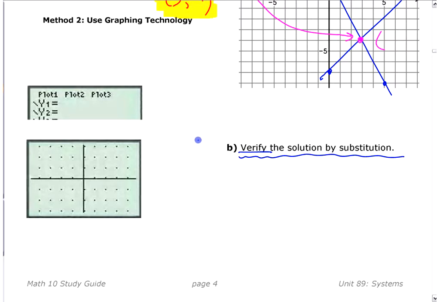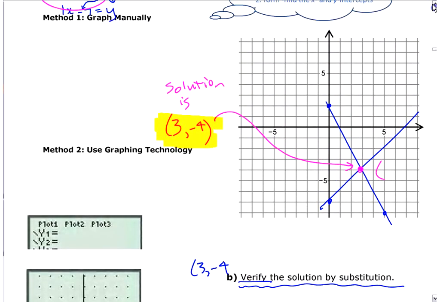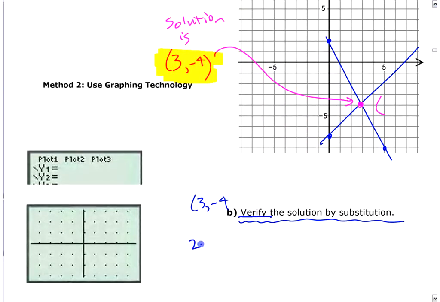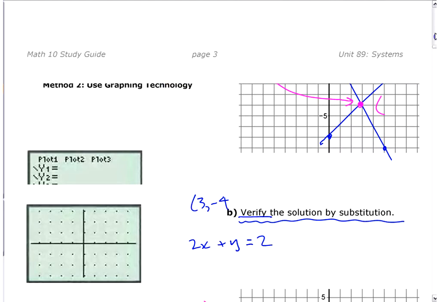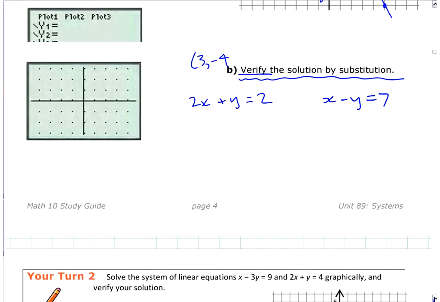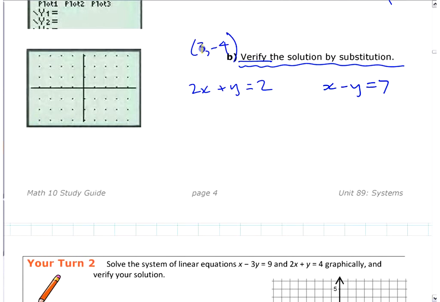If you think you found that the solution is 3, negative 4, and you know the two equations are, whatever they were up here, 2x plus y is 2, x minus y is 7. Forgot already. 2x plus y is 2, and x minus y is 7. I'm going to write them both down here like this. If you want to check to see if this works, just take this number and put it in, right? If you think that pair of numbers works in both, just put it in. Put in 3 there, negative 4 there, and see if it works.